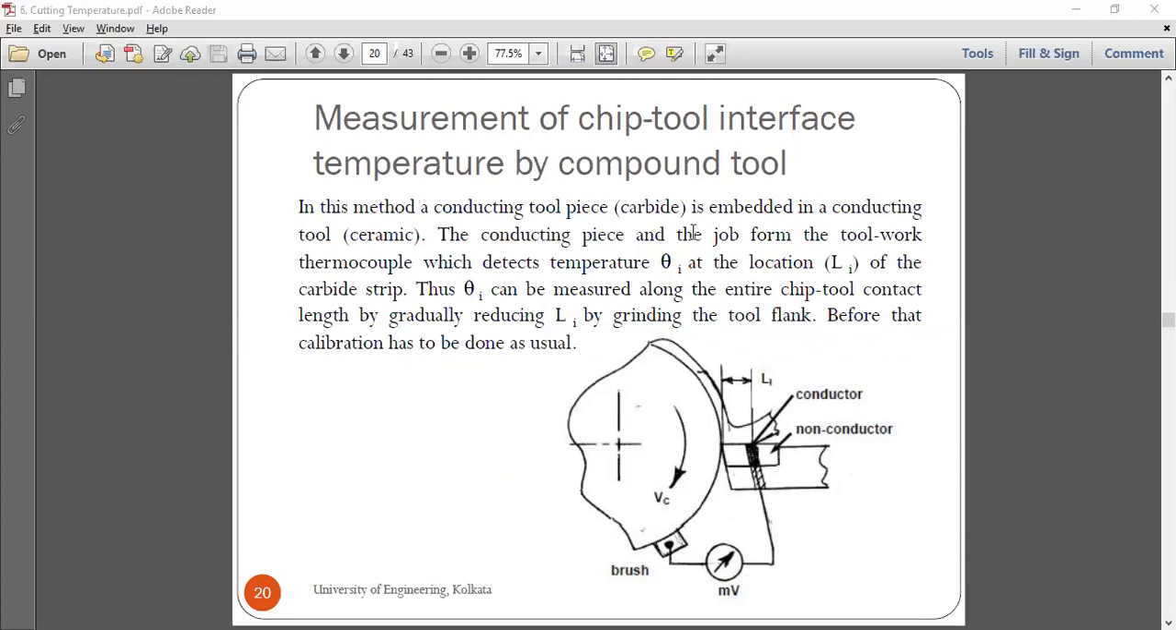So the conducting piece and the job form the tool work thermocouple, which detects the temperature theta I at the location Li of the carbide strip. Thus theta I can be measured along the entire chip tool contact length by gradually reducing Li, where Li is the length of the tool. So if Li is reduced, then theta I can be measured along the entire chip tool length.